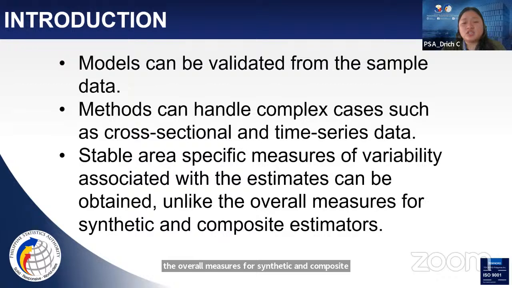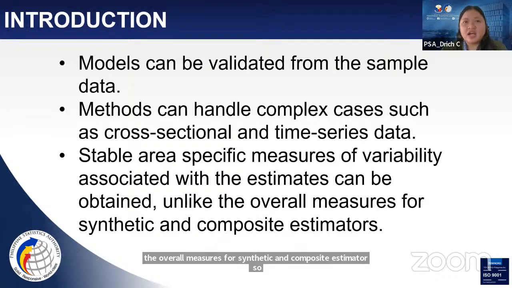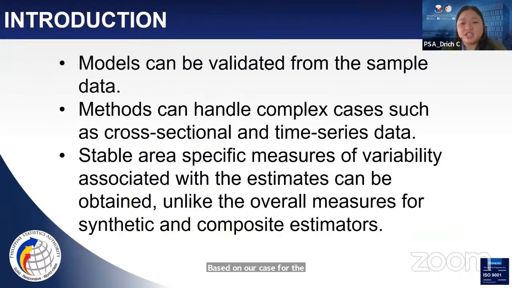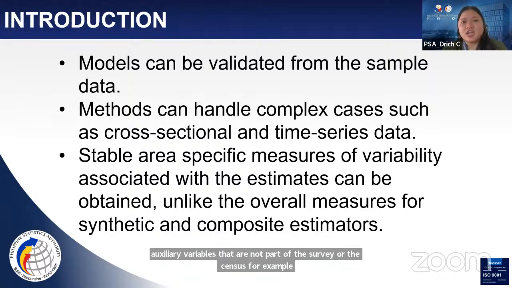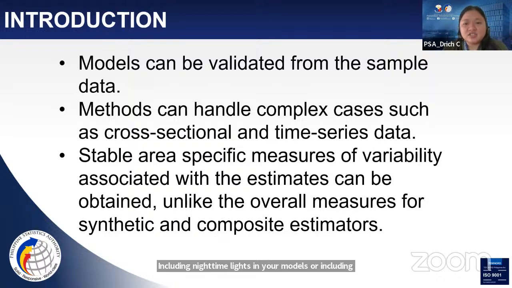Based on our case for the Philippines, the model-based approach is a much more convenient way for us because we have the flexibility to provide poverty incidences at areas that do not have income data. We can also add other auxiliary variables that are not part of the survey or the census. For example, including nighttime lights in your models, or including other administrative data or other citizen-generated data that may have relevant impact to the model that you are creating.